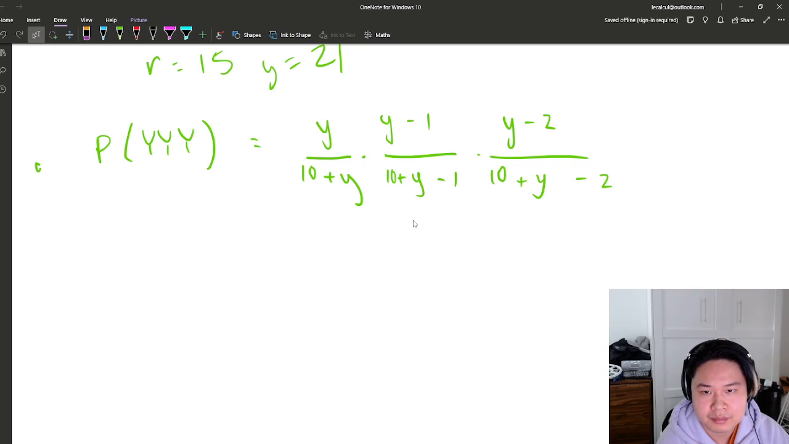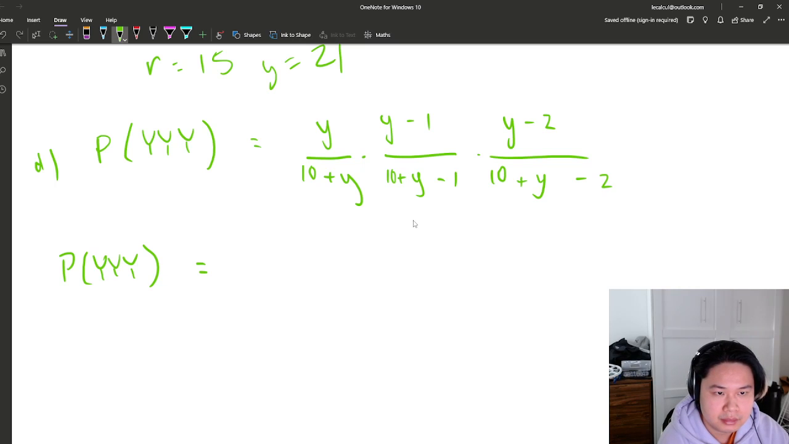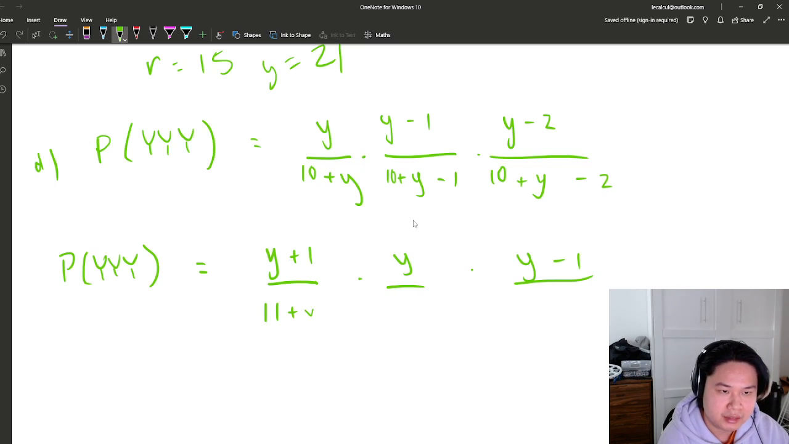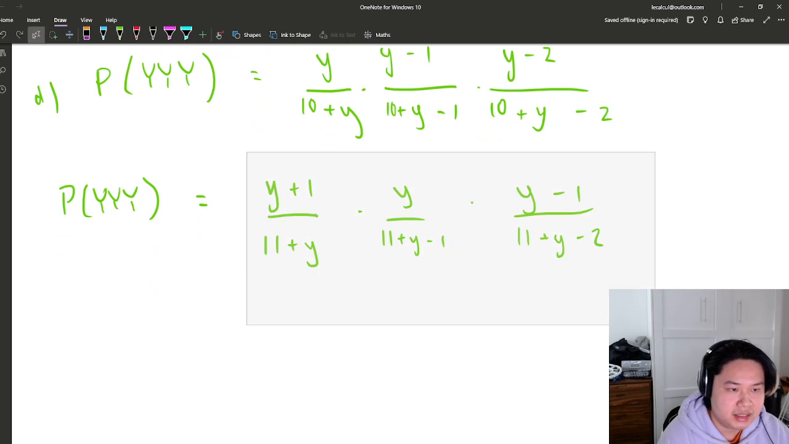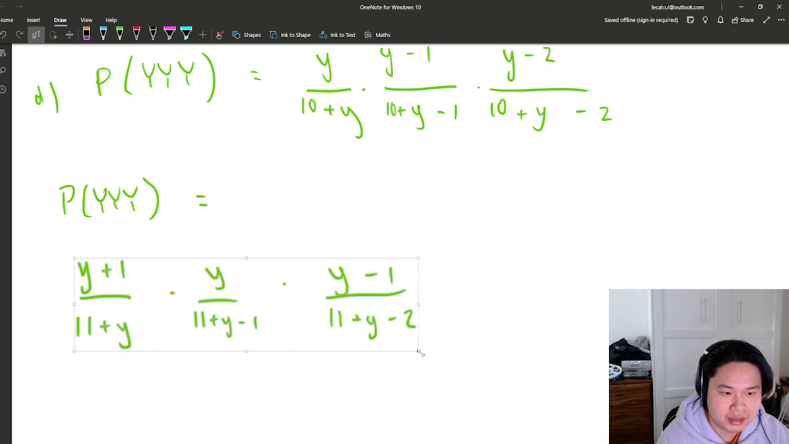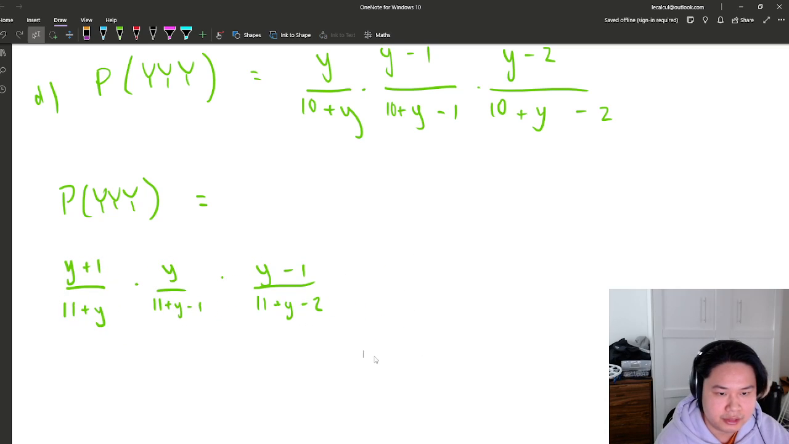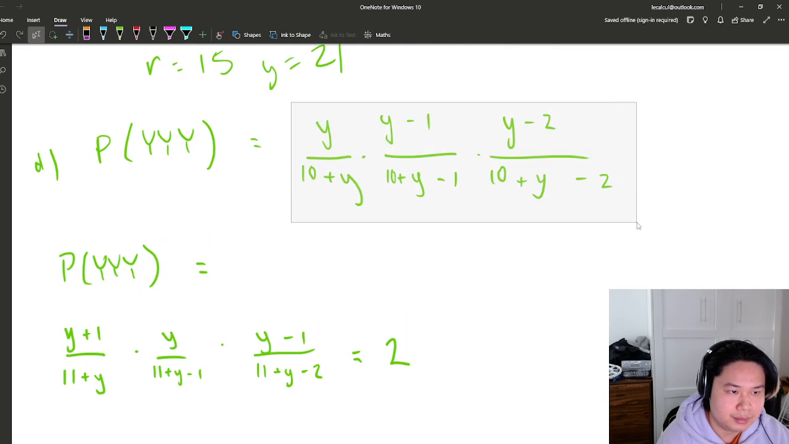Okay, so this is part D. And then you add one more stupid ball. So now it's y plus 1 is the first chance of getting a yellow ball, y, and then y minus 1. Tired of this question. And then now this will be 11y, 11y minus 1, 11y minus 2. And then this is twice the probability of the one in part D. So this is equal to twice this probability here.